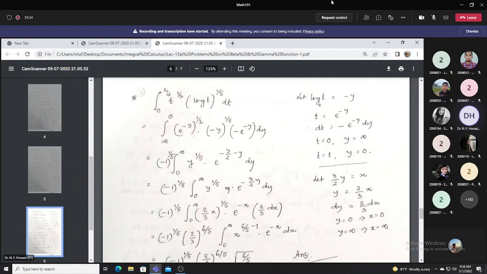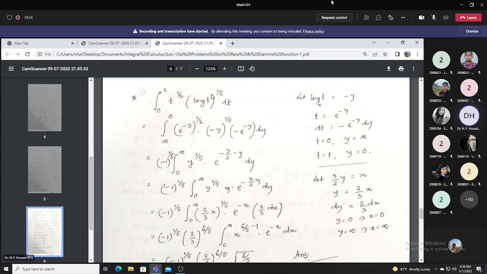Integration 0 to 1 t to the power half into log of t whole to the power 1 by 5. In gamma function, beta function, there is no log. So we have to take a substitution for this log t. Definitely the base is not written here. It is implied the base will be e. Otherwise, you cannot use the differentiation formula.